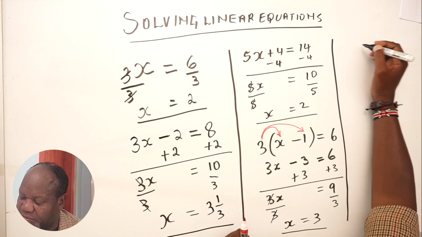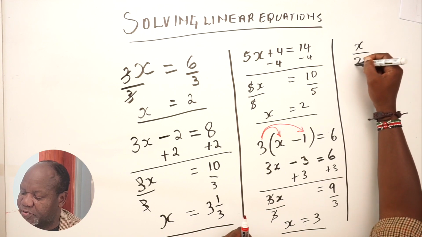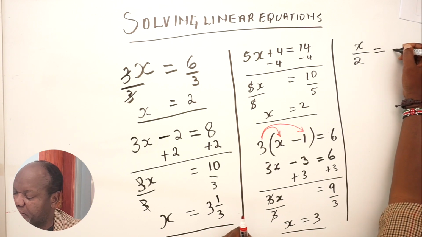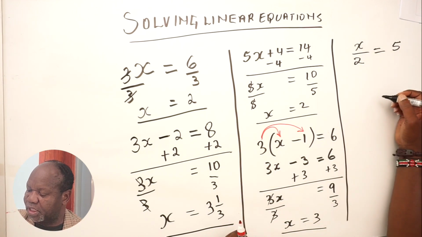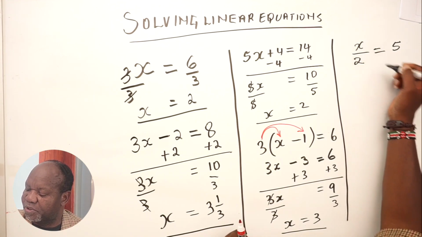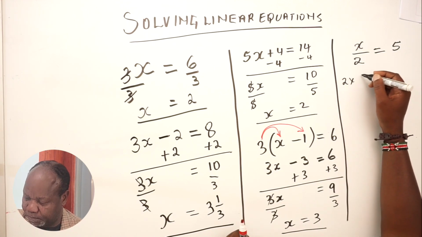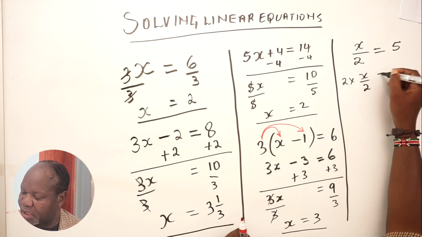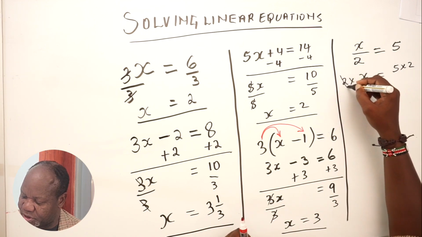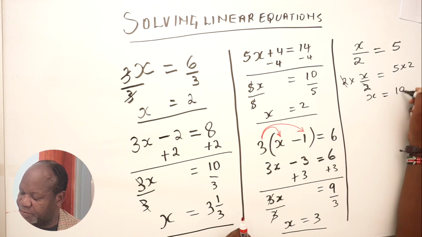Sometimes you might have equations that are fraction-like. For example, x over 2 equals 5. When you have an equation that is fractionalized, how do you remove the 2? Since there's a division sign, the opposite of division is multiplication. Now multiply both sides by 2. What you do to the left, do to the right. When you do that, this 2 cancels the 2, x is alone. You can see x equals 10.